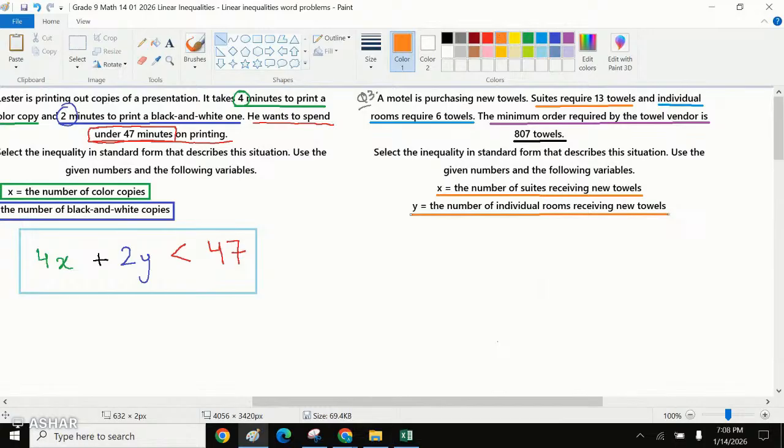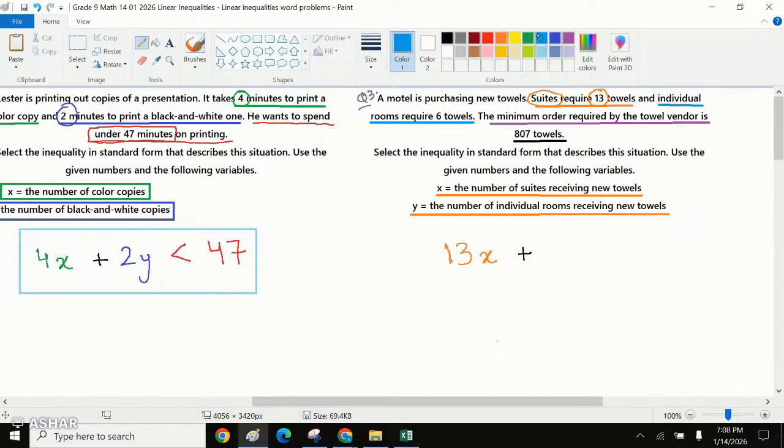So can we say that there were 13 towels used for suites, right? So we can say 13. If there is one suite, we write 13 towels. If there are two suites, we write 13 multiplied by 2, that is 26. If there are three suites, they write 13 multiplied by 3, 39, and so on, right? So what we are doing is we are trying to create an inequality where we would get the number of towels required by this mortal, right?